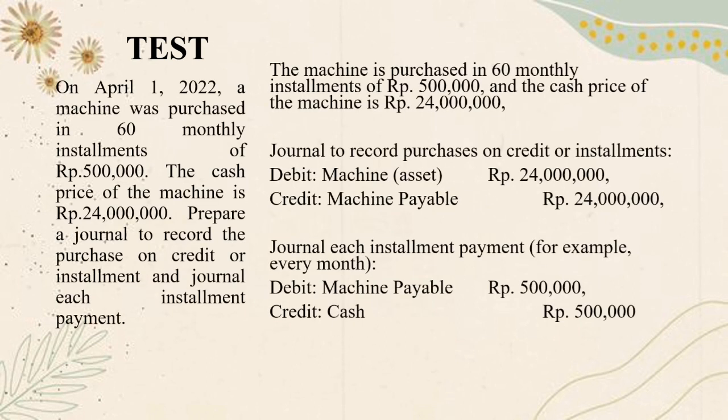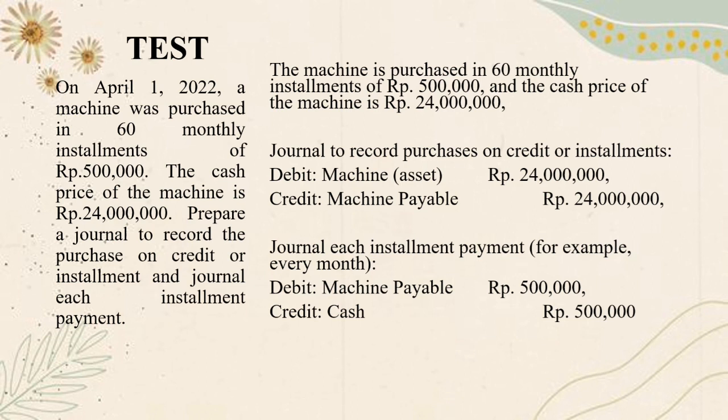The next question is, on April 1, 2022, a machine was purchased in 60 monthly installments of 500,000 rupees. The cash price of the machine is 24 million. Prepare a journal to record the purchase on credit or installment and journal each installment payment.